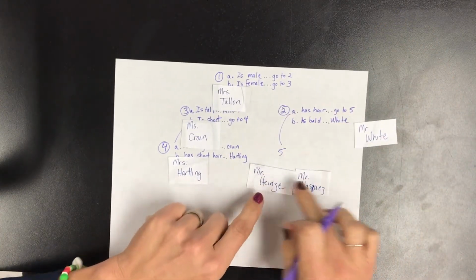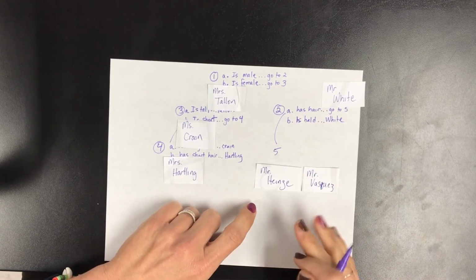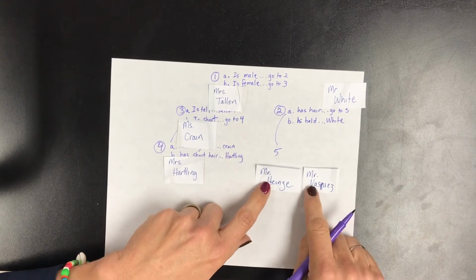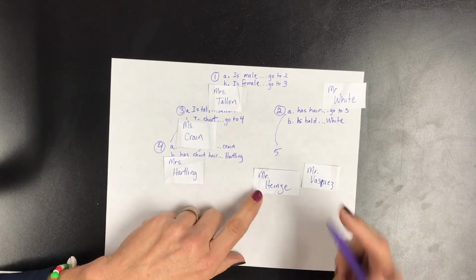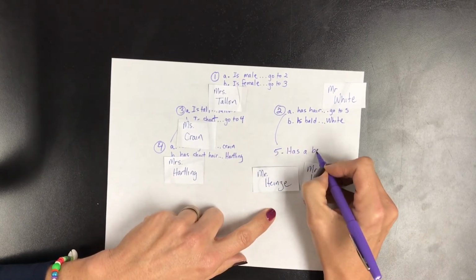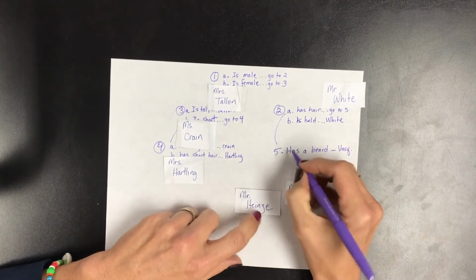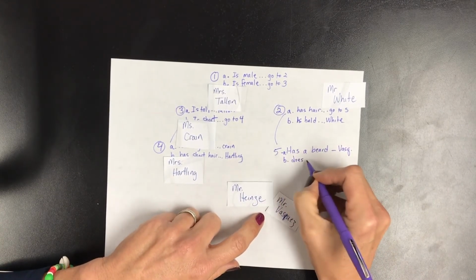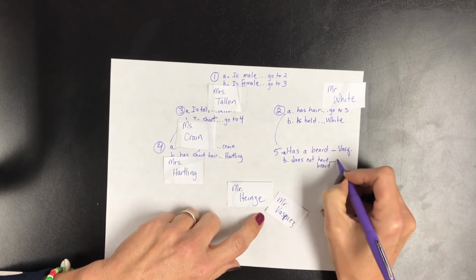Now you can see why having the little manipulatives would help you keep them straight, especially if you have 10, 12 different items. Keeping them all straight in your head can be very difficult. So here I'm going to say Mr. Hines and Mr. Vasquez, and we'll say has a beard. And that's going to be Mr. Vasquez. So that's going to be A, and then 5B will be does not have a beard, and that will be Mr. Hines.